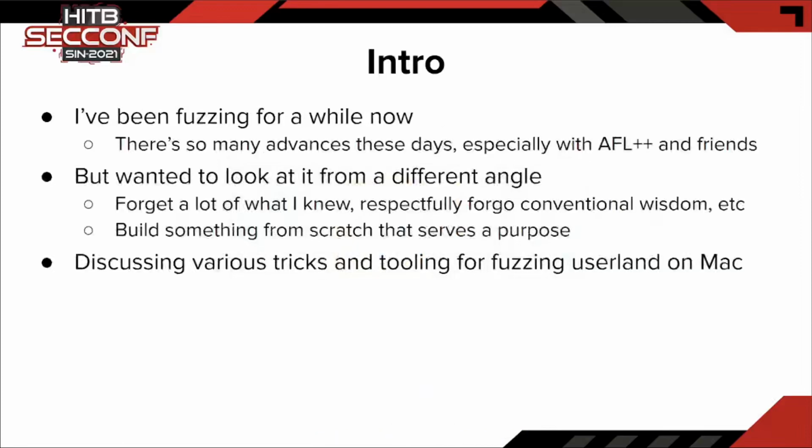But I've been fuzzing for a while now. And there's a lot of advances these days with AFL++ and really doing state-of-the-art fuzzing built up on AFL. But I want to look at it from a different angle. Honestly, I just forgot a lot of what I knew and what was conventional wisdom. And I wanted to build something from scratch that really served a purpose for what I was looking for. So that's what we'll be talking about today, just the various tricks and going over some of the tooling for fuzzing userland specifically on Mac.